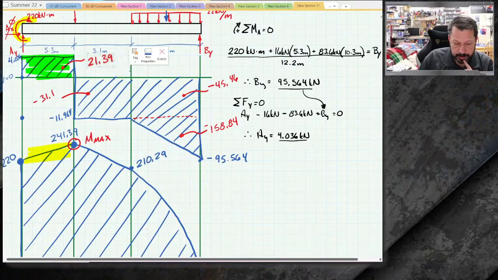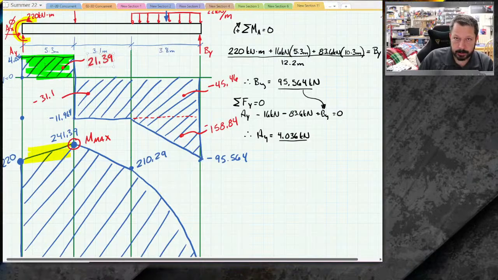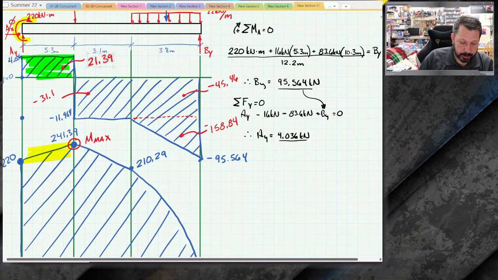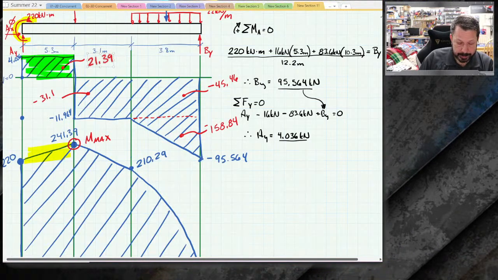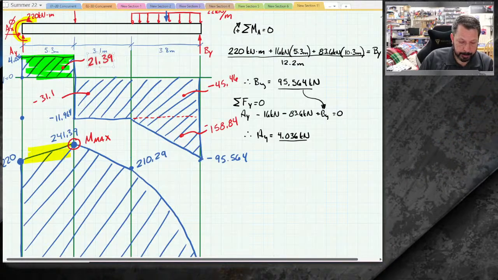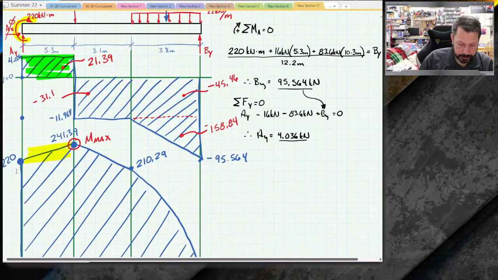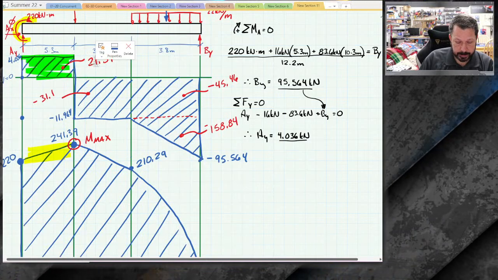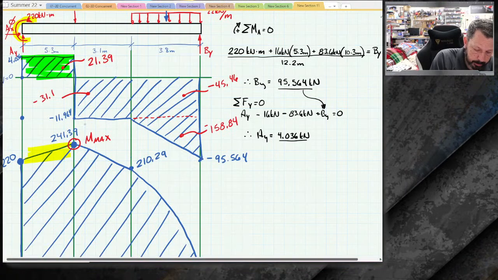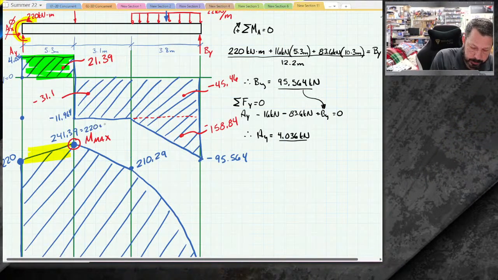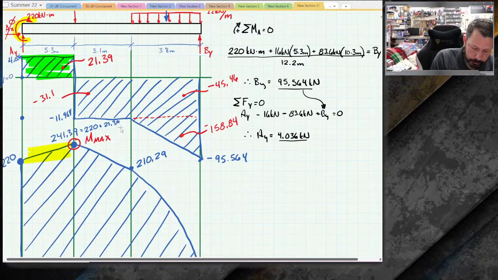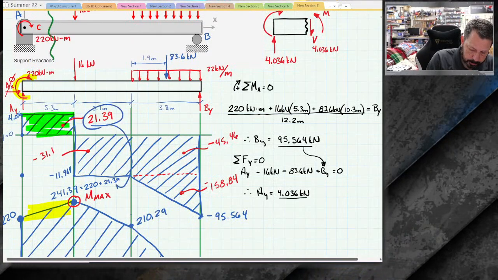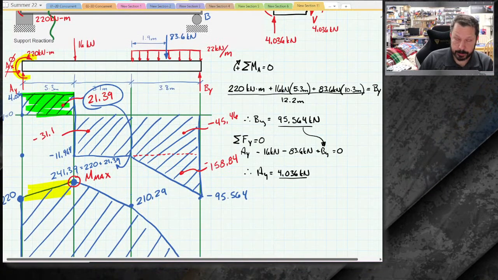So the 21.39 is the area of this first section of shear. So it's 4.036 times 5.3 equals 21.39. Then this change from 220 to 241.39: I started at 0 and immediately went to 220, and then I add the effect of all this shear force. And the effect of that is 21.39. So 241 ends up being 220 plus 21.39, which gets to the 241.39.